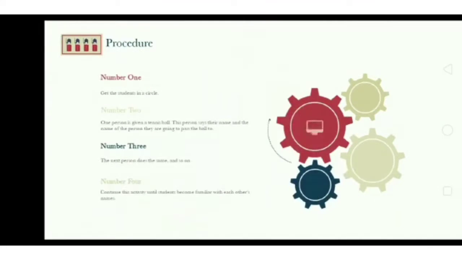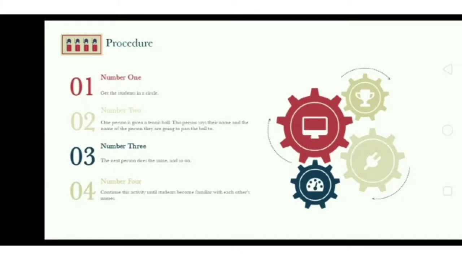And the procedures are: number 1, get the students in a circle. Number 2, one person is given a tennis ball. This person says their name and the name of the person they are going to pass the ball to. Each person must say their name followed by something they like. For example, my name's Orla and I like orange. The next person will say, this is Orla and she likes orange. My name's John and I like apple. And number 3, the next person does the same, and so on.